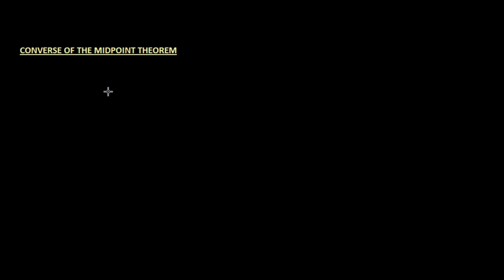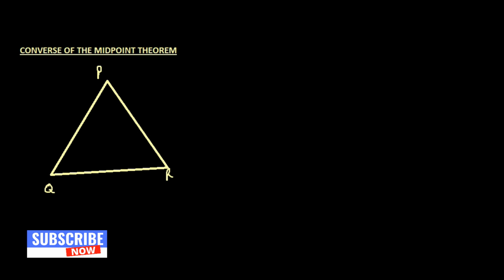So let's start with the triangle first of all. Let me take any random triangle. Let me take a triangle like this. And let me name the triangle also. Let me call it triangle PQR. Now the theorem says that a line drawn from the midpoint of one side of a triangle. So let me take the midpoint of one side of a triangle. Let me take that side as QR. Let us take a midpoint on it. So let's say this is the midpoint.